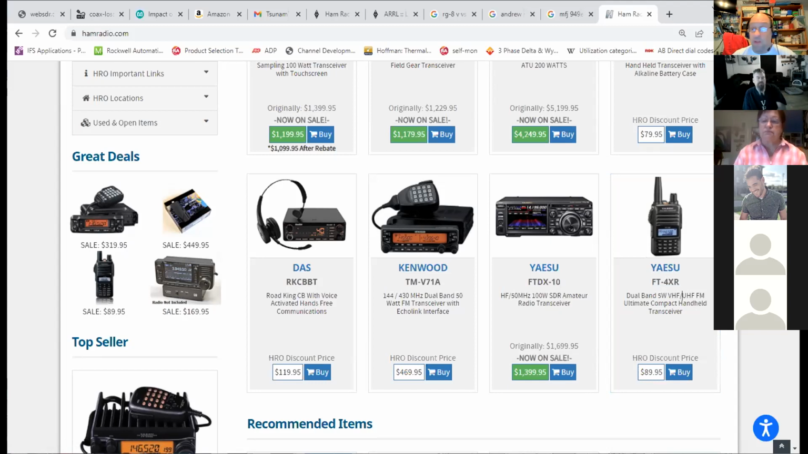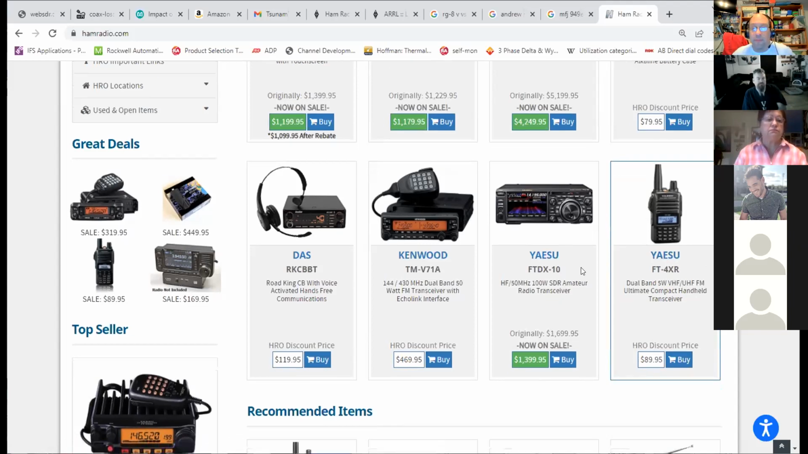And notice it costs almost 4 times as much. Well, at least 3 times as much. But the reason it costs 3 times as much is because they've spent the money to make it a better radio. And a better base station as opposed to handhelds?